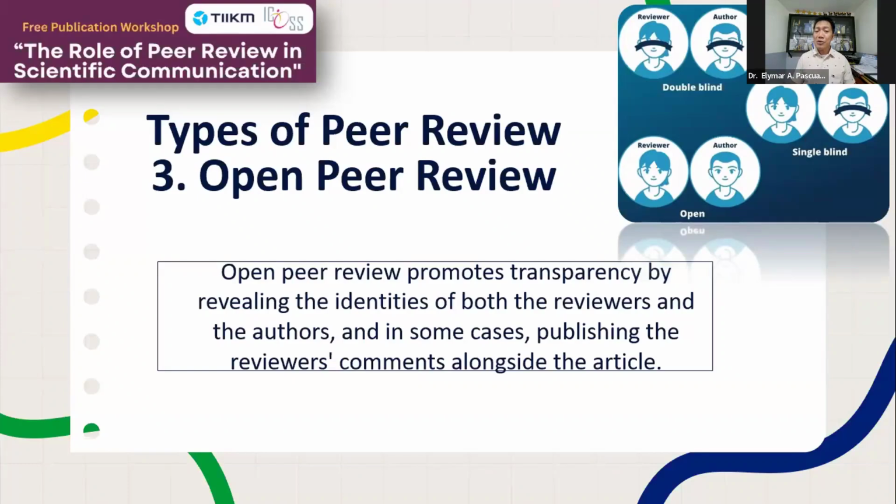However, some reviewers may be hesitant to provide frank criticism under open review, particularly when reviewing the work of senior colleagues or collaborators. Still, open review is gaining popularity as part of broader efforts to increase openness in scientific communication. There you go. The three types of peer review. We have the single blind review, double blind review, and the open peer review. All of them have advantages and disadvantages, strengths and weaknesses.